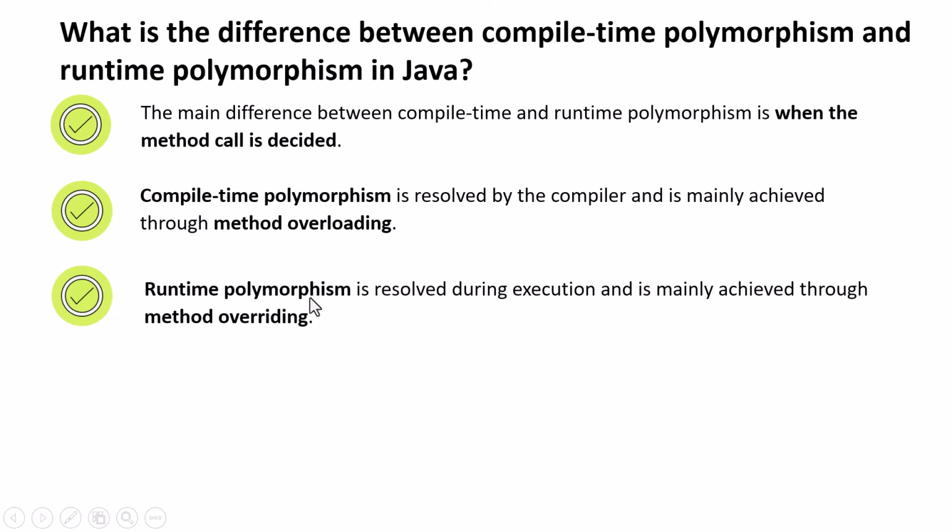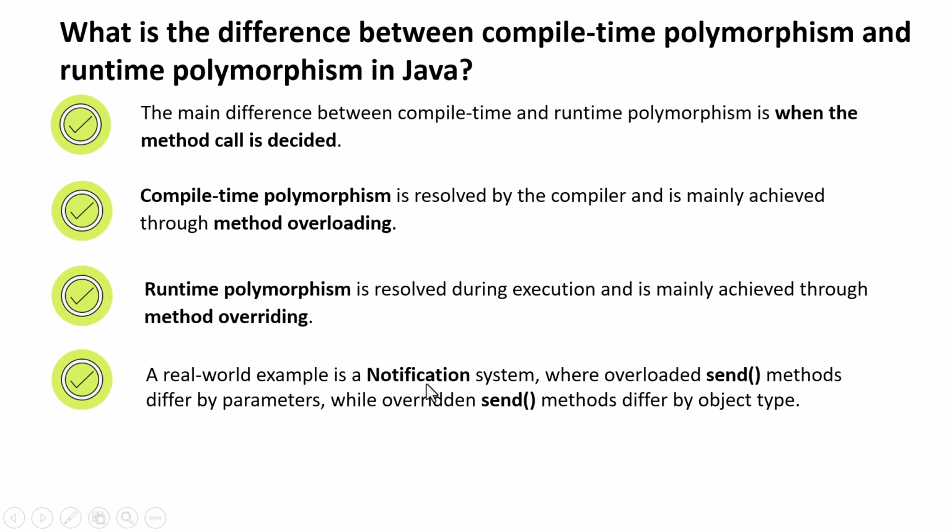Runtime polymorphism is resolved during program execution. In Java, it is achieved through method overriding, where a parent reference can point to a child object, and the method that runs is decided at runtime based on the actual object type. A real-world example is a notification system. In overloading, we may have different versions of send with different parameters, but in overriding, an email notification and SMS notification can both provide their own version of the same send method.